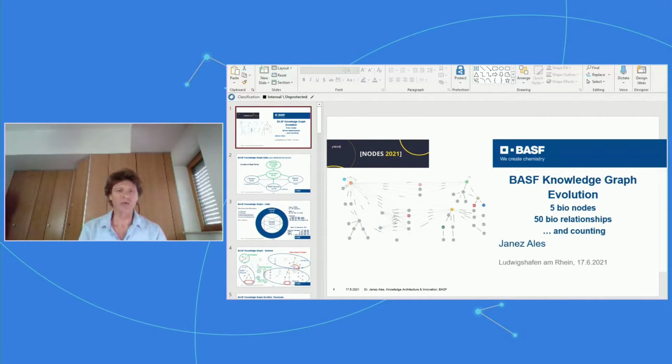At the moment, I'm working at BASF, and we are dealing with a knowledge graph that is fairly big. At least 2 years ago, when I built it first, it was cutting edge: 5 billion nodes and 50 billion relationships, and counting. So I would like to talk about this as a basis to our future enterprise knowledge graph. So let's see, what do we have in this graph?